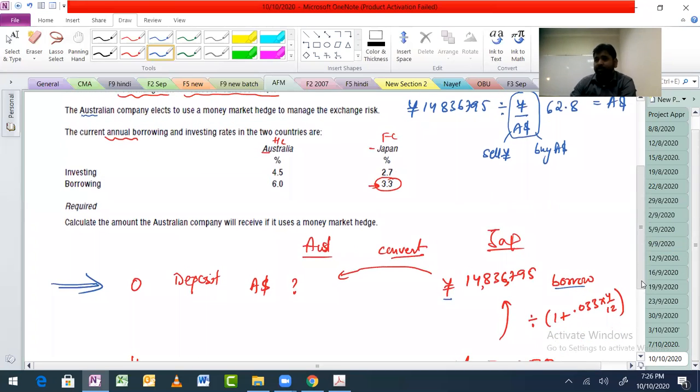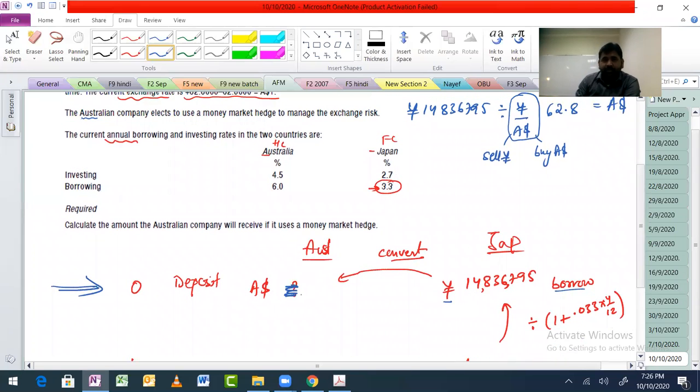So understand the story here and tell me how much do you get finally? What number? 236,254.6. Okay, once again. 236, 4 is not there? No, no. Okay, fine. So tell me 2, 3, 6, 36255. 2, 5, 5. That's it. Okay. So we have borrowed in Japan. We converted at the spot rate.